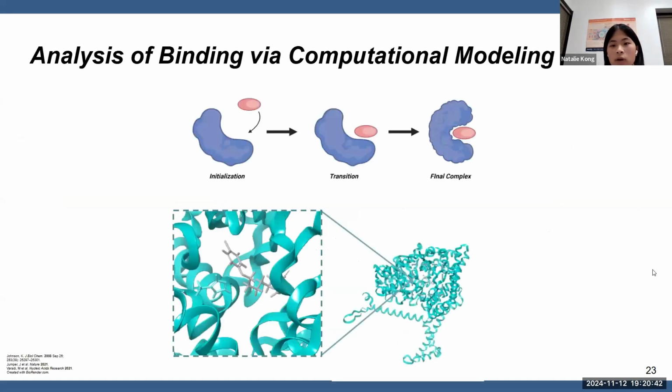So now we'll be moving on to our computational modeling side of CPT-1. In order to figure out which analogs we wish to synthesize for our library, we decided to use virtual modeling in order to screen which ligands, which aryl rings, would be preferred for selectivity between the analogs.